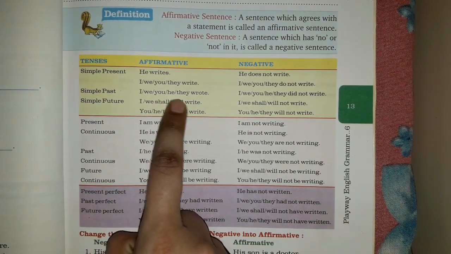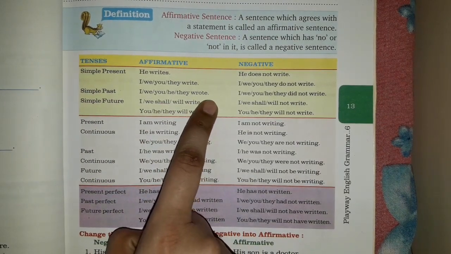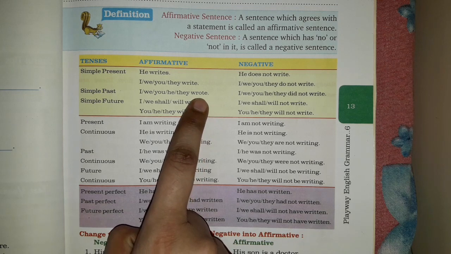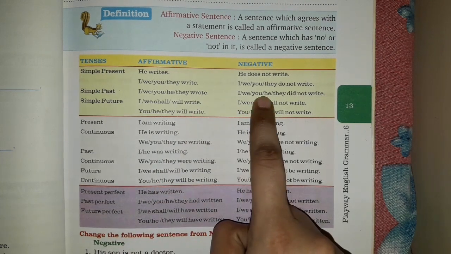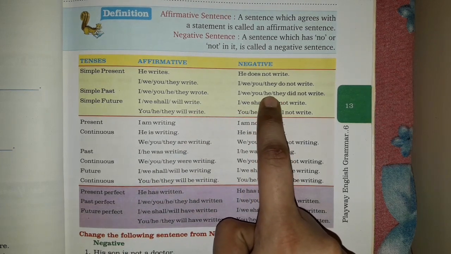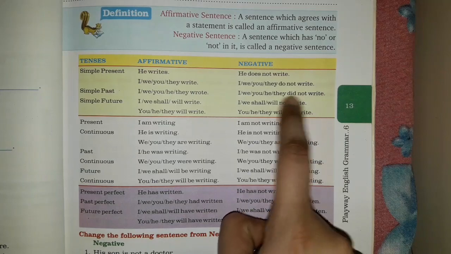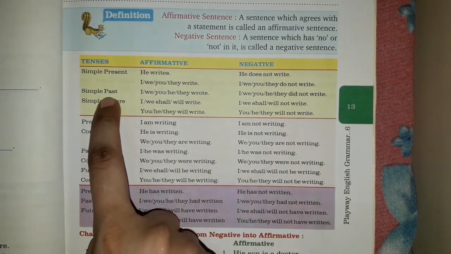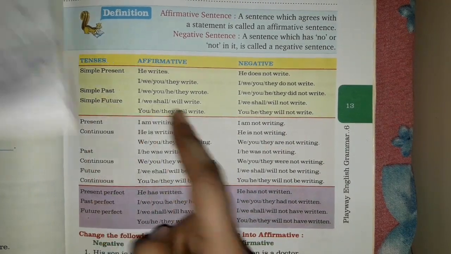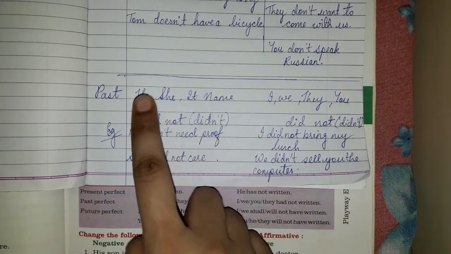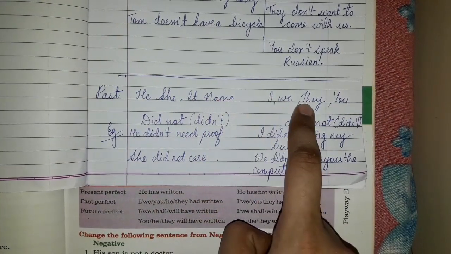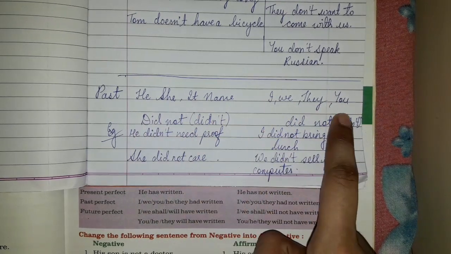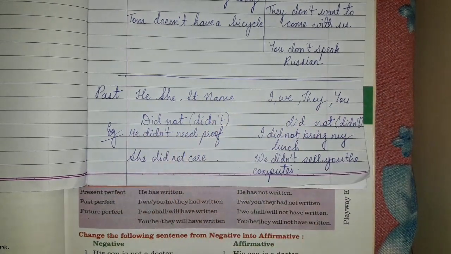I, we, you, he, they wrote. Now when we talk about past, so what happened? We changed the spellings of the verb. We write them in the past form. I, we, you, he, they did not write. Can you see? Did not is coming in which tense? Past tense. And the same I taught you here also. If you see, he, she, it, or the name of the person, I, we, they, you, all these pronouns will have what? Did not in it.